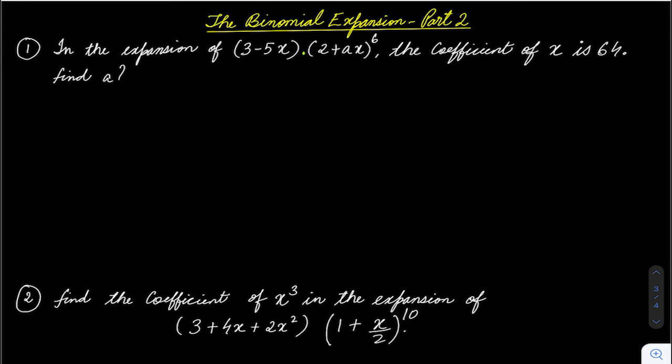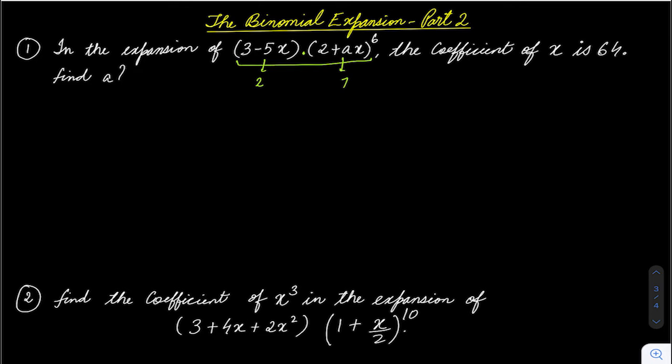In the expansion of this, the coefficient of x is 64, find the value of a. Okay, so when we expand this, we will get some terms, right? We know there are 7 terms in this, we know there are 2 terms in this. So when you multiply, you will get 14 terms, and then some terms might be clubbed together and you might get less than 14 terms.